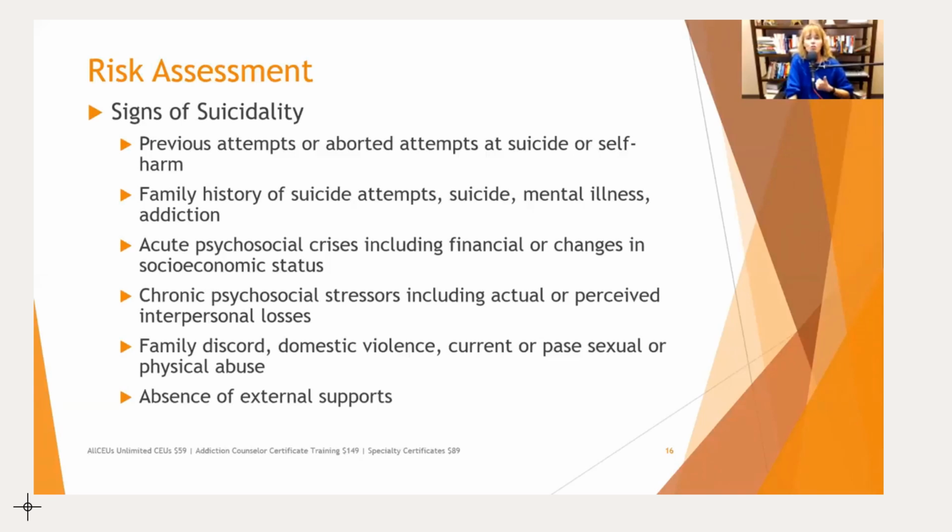Acute psychosocial crises, including financial changes or changes in status. So if somebody gets fired, demoted, passed over for a promotion, or something happens and they have to declare bankruptcy or whatever, this could be a risk. Chronic psychosocial stressors, including actual or perceived interpersonal losses, so fears of abandonment, for example. Family discord, domestic violence, current or past sexual or physical abuse, and the absence of external supports.